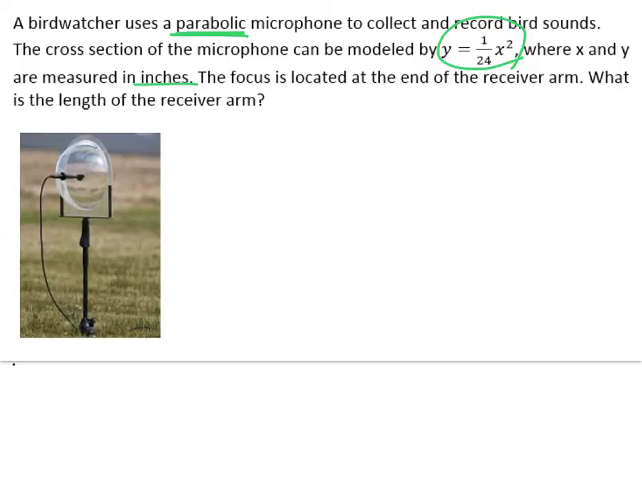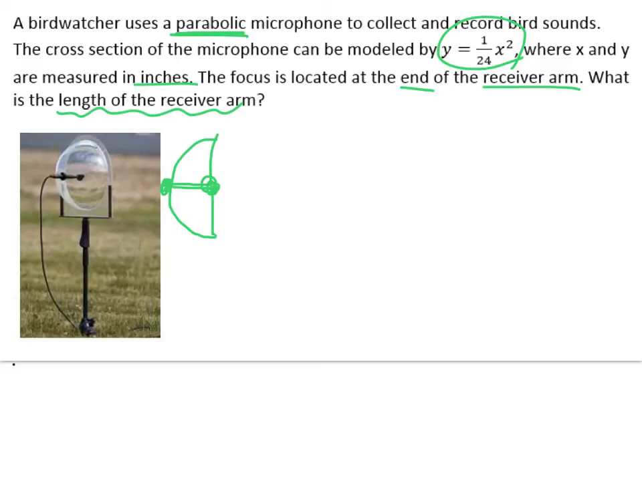The focus is located at the end of the receiver arm. So what that means is we're going to have our microphone, and then it's going to come out like this. So that's going to be our focus, and it's going to be at the end of that receiver arm. So you'll see that that is how the microphone is set up. And then they're asking what is the length of the receiver arm. So they're wanting to know the distance, basically, between our vertex on a graph and then our focus.